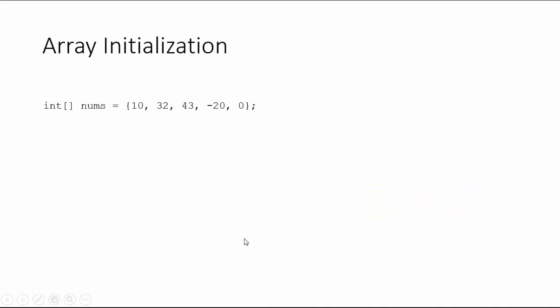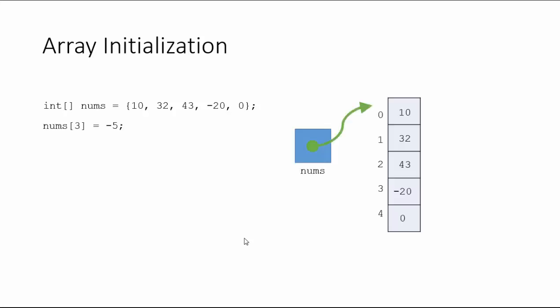Array objects can be created and initialized all in the same statement. This statement creates an int array reference variable named nums and initializes the cells to 10, 32, 43, -20, and 0. You do not need to use the new command or specify the number of cells the array will contain. Java counts up the number in the list and automatically creates the array with the correct length. This statement assigns the value -5 to cell 3 of the nums array.